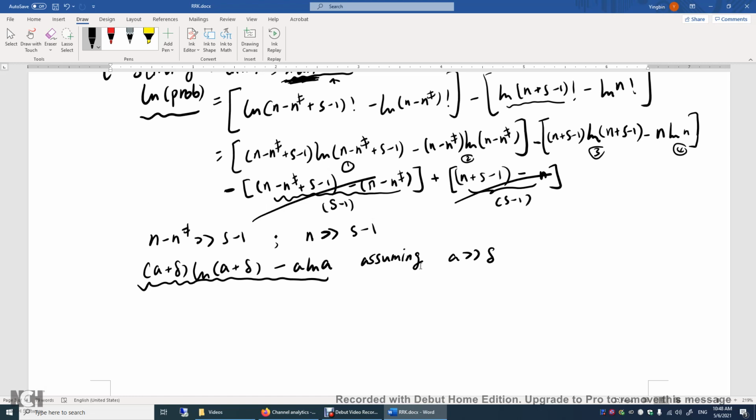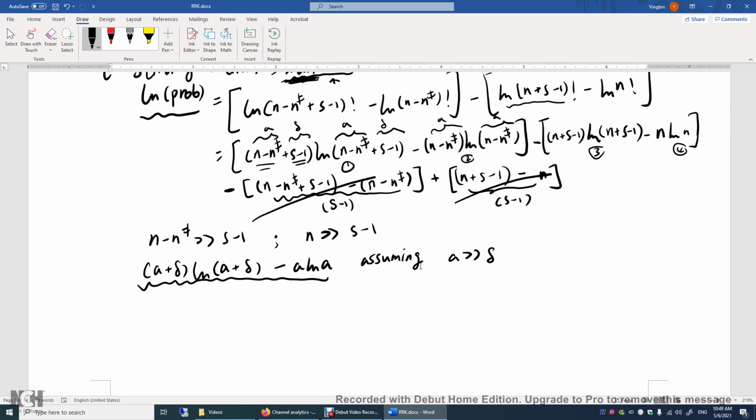So why did I do this? Well, you can say this a is going to be n minus n double dagger here. And this delta is going to be s minus 1 here. So really, if we can derive this, we can simplify the first bracket easily by replacing a with n minus n double dagger. So this is going to be our a, and this is going to be our delta, right? And this is going to be our a, this is going to be our delta, this is going to be our a, this is going to be our a.